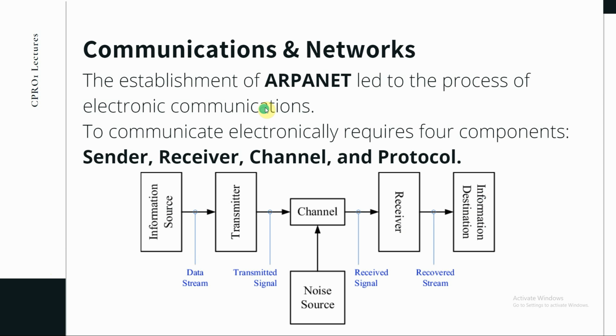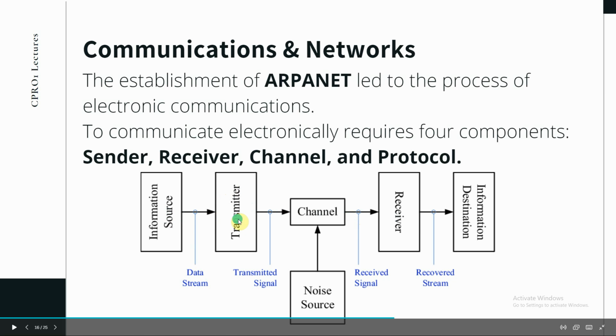And for the establishment of the ARPANET, this is basically the core, the main cause why we have communication network setups: the development of the ARPANET. So in this graph you can see that we have four components for communicating electronically: the sender, the receiver, the channel, and the protocol. Each of these is defined in the setup. The source is the sender, basically the information source. Then it will use the transmitter as the device to send through the channel to the receiver.